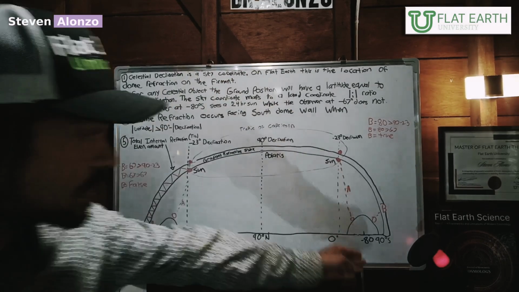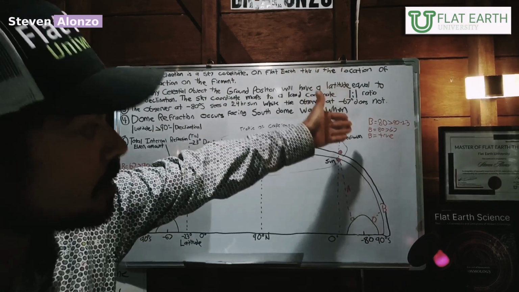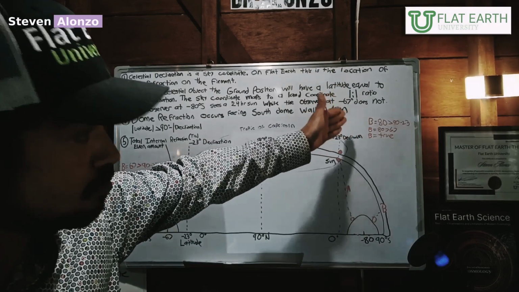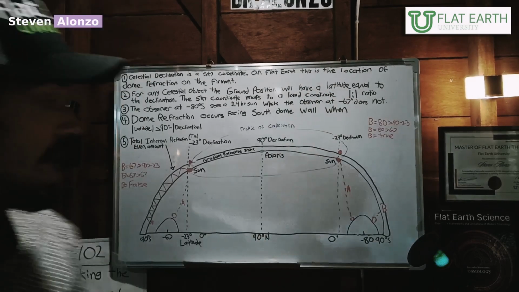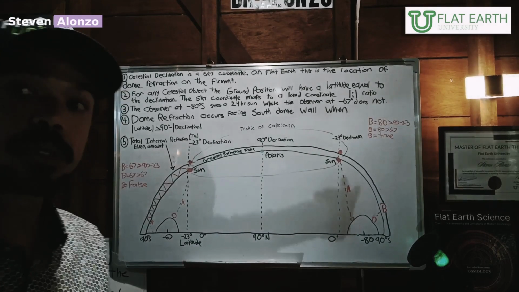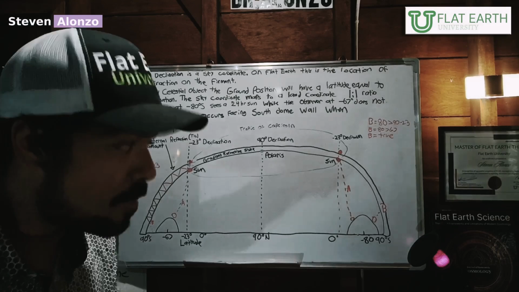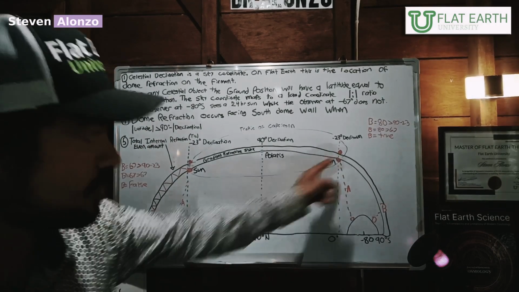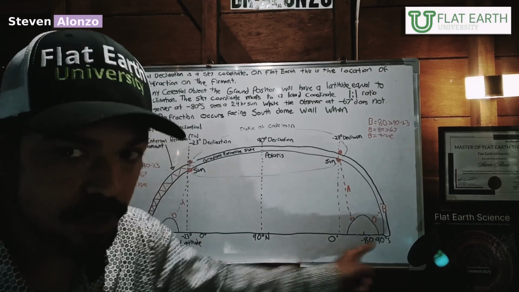However, over here, the formula: 80 greater than 90 subtract 23, 80 greater than 67. Yeah, 80 is, so that's true. So that is how we know dome refraction occurs. And you can see how this relationship mathematically makes sense. If you're at the North Pole and the sun's here, you're nowhere near the dome.